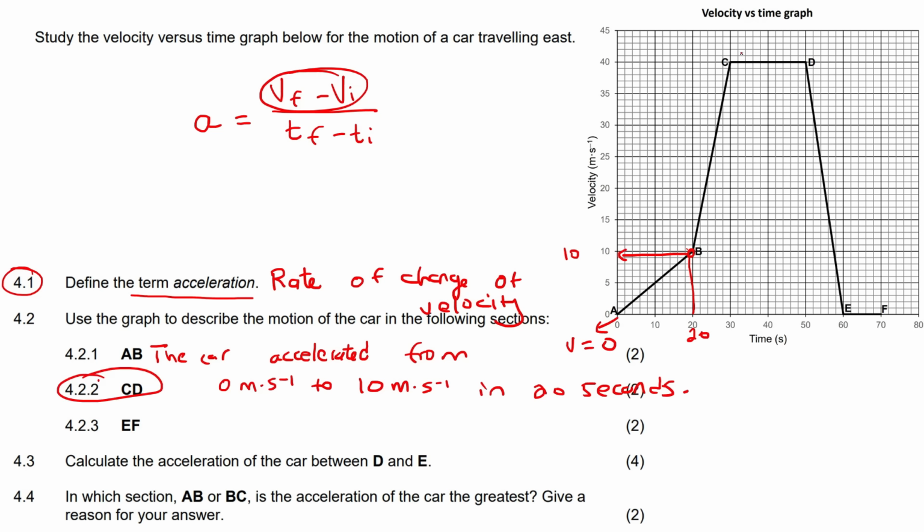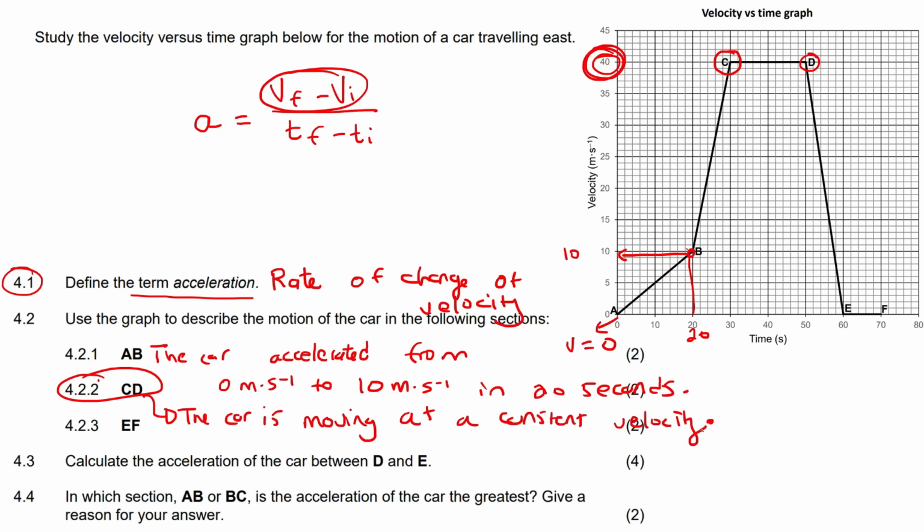The next question says, use the graph to describe the motion between CD. Now, some learners will immediately say, oh, Kev, the object's not moving, hey? That's not true. You've got to be careful. If it was a displacement time graph, then you would be correct. But it's a velocity graph. So think about this carefully. At point C, the object is moving at 40 meters per second. So it's definitely moving. At point D, it's also 40. That means the object is moving between C and D, but the velocity is not changing. So we can just say that the car is moving at a constant velocity.